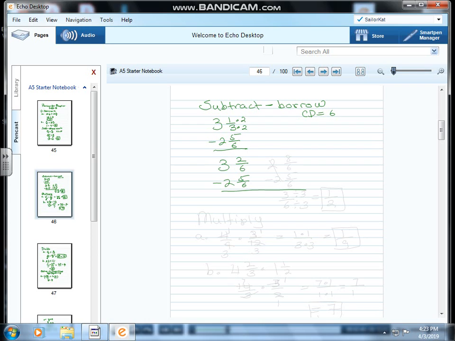Now you need to show how to borrow. You're going to take 1 away from the 3, so it'll be 2. Add the 6 and 2 together, and you get 8/6 minus 2 5/6. So now 8 minus 5 is 3 over 6. The 2 cancels out. Now some of you may want to leave your answer like this, but it is not correct until you put it in simplest form. And we can divide both the numerator and denominator by 3. So you're going to end up with 1/2, and that's what you will box.